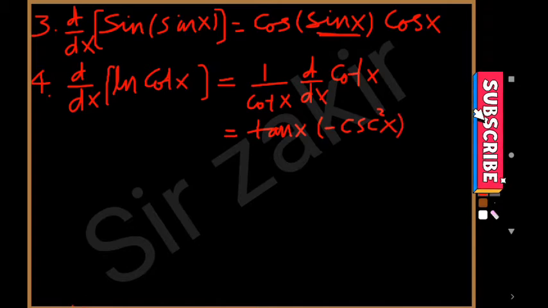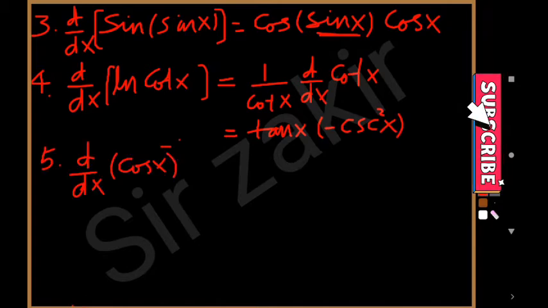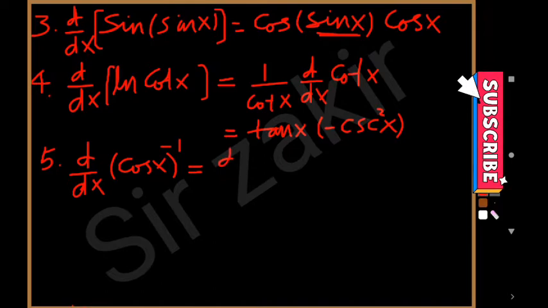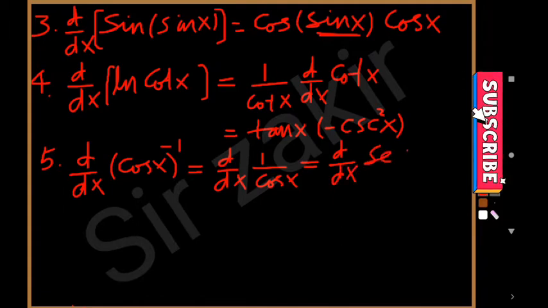Number 5: derivative of cos x power minus 1. It can be written as d by dx of 1 by cos, as it is not cos inverse. 1 by cos is secant. So the derivative of secant is secant x tan x.